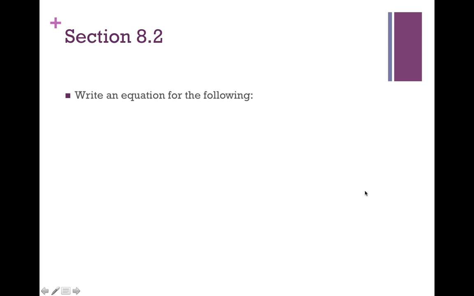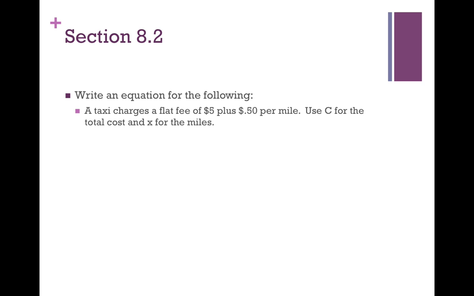Now we'll look at some equations. A taxi charges a flat fee of $5 plus 50 cents per mile. We're going to use C for the total cost and X for the miles. Since I have an equation, I'm going to have a left-hand side, an equal sign, and then a right-hand side. My total cost is going to be one of those sides. It doesn't matter which one, but I know C is the total cost, so I'm going to have an equal sign and a C. Everything else is going to be the other side of my equation.